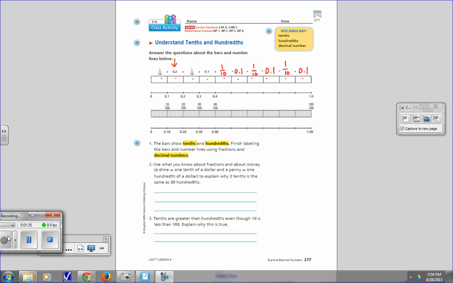1/10. What I want you to see is that regardless of how I write it, I'm saying it exactly the same way. 1/10 as a fraction, 1/10 as a decimal.